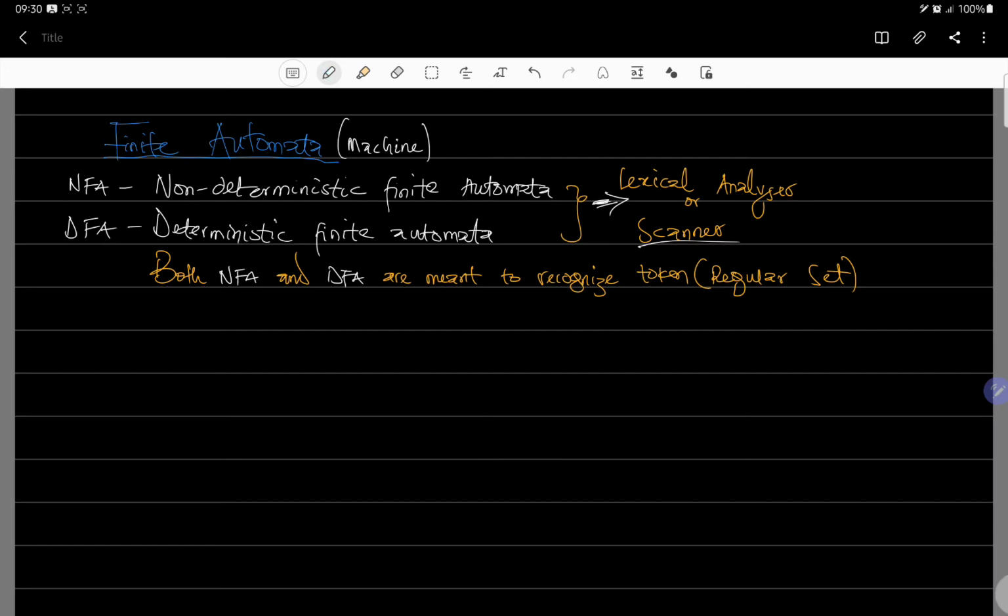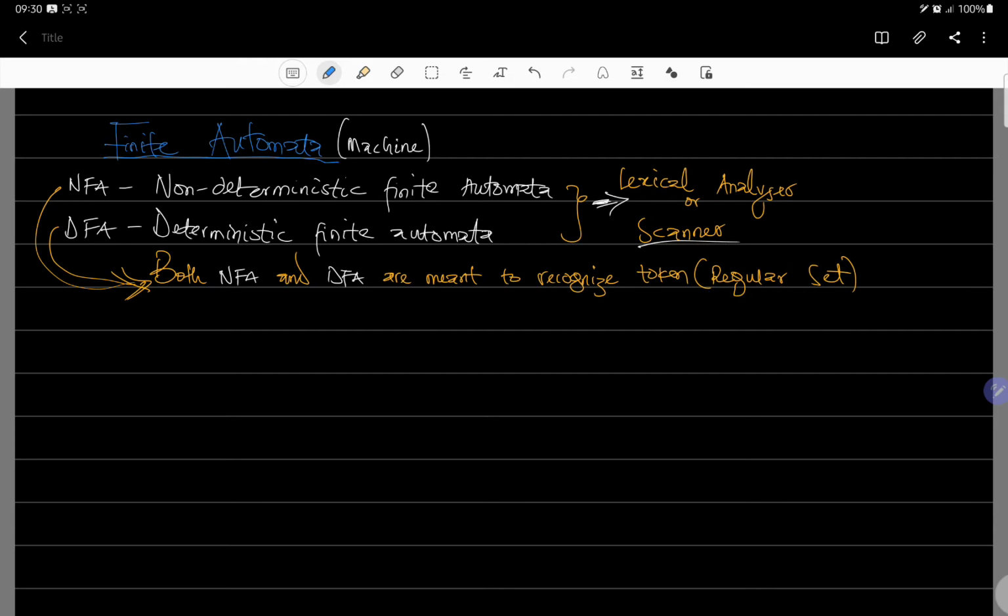Both of them have just one thing that they do. Both NFA and DFA are used to recognize tokens. Token is also called regular set. That's the second name for token.